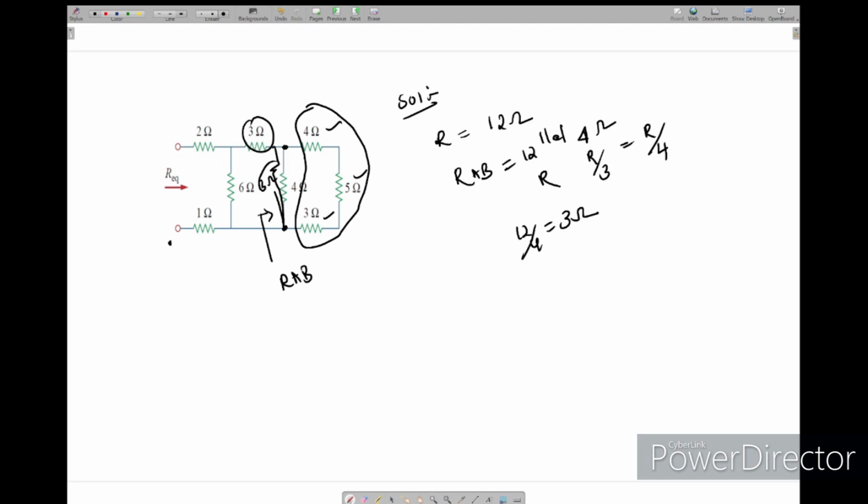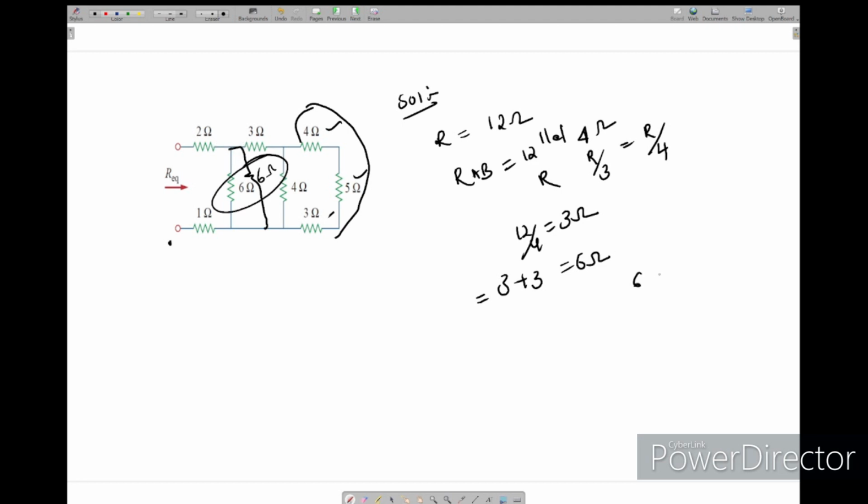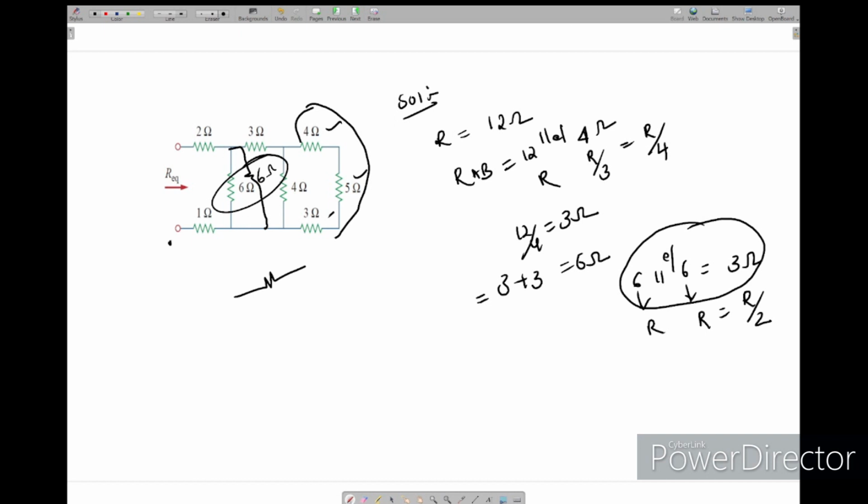Now this 3 ohm resistor and the other 3 ohm resistor are in series. So 3 plus 3 is equal to 6 ohm. We got up to 6 ohm here. Now this 6 ohm is in parallel with one more 6 ohm resistor. So 6 ohm parallel with 6 ohm, how much will we get? 3 ohm. This is also one more shortcut we can use. If two resistors are the same, this is R and this is also R, we will get the equivalent R by 2. So here we got 3 ohms. So finally our circuit will be.